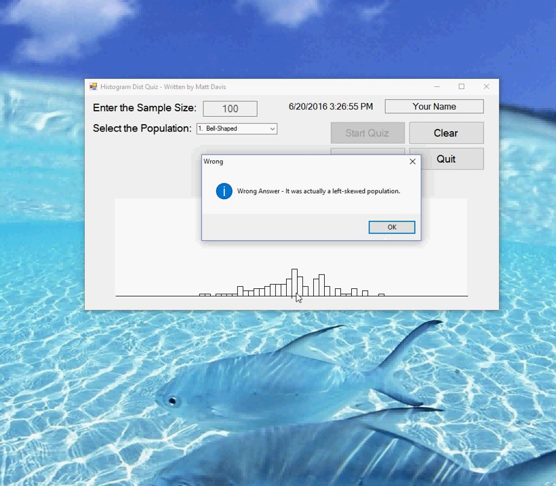If you see left skewed there, good for you. You would have got this one right, but I really don't see it. It looked more bell-shaped to me. Maybe there's something to these few bars that should have caught my attention. I'm going to go ahead and move on.